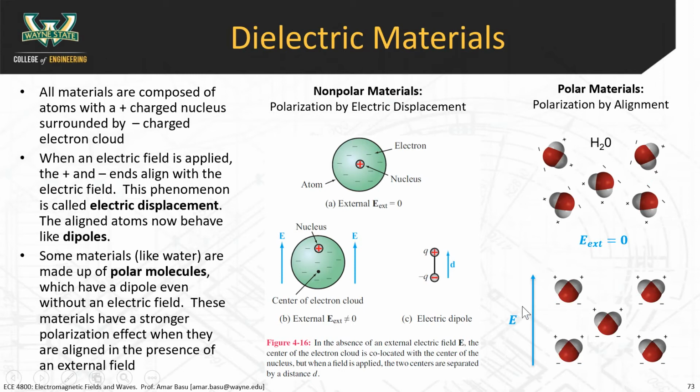Okay, so the lesson to take away from this slide is that these polar materials have a stronger dipole effect than nonpolar materials, and as a result, polar materials tend to have a higher dielectric constant than nonpolar materials. When a material has a higher dielectric constant, it means that it has a stronger polarization effect when aligned in the presence of an external field.